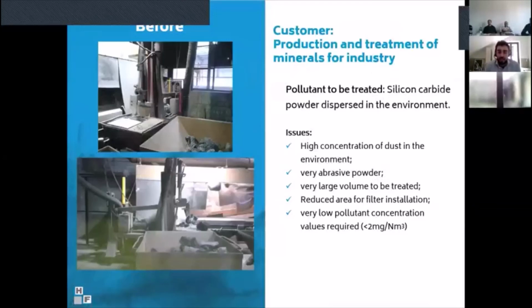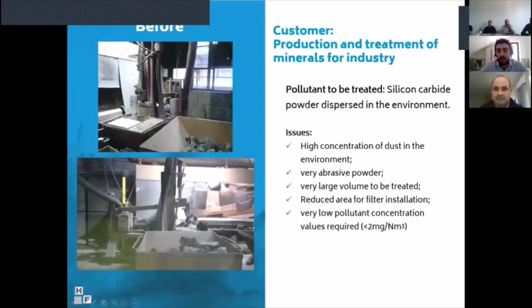This is an installed plant in Switzerland. The customer is a producer of silicon carbide graphite. He worked with silicon carbide powder, and when we arrived at the customer, there was a lot of pollutant in the environment. The situation was very critical, and we found a lot of issues to be solved. First of all, high concentration of dust in all the environment and not only close to the working area.